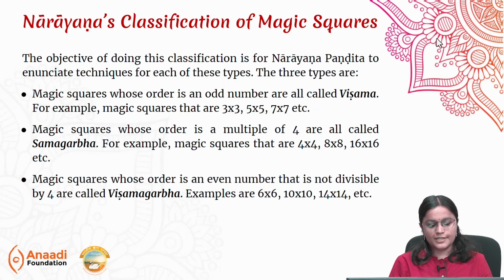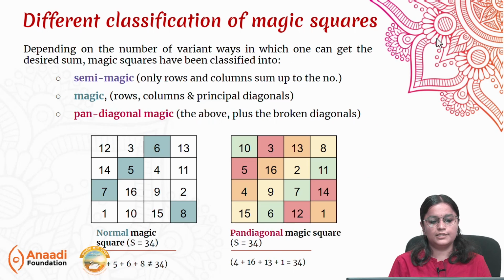Finally, magic squares whose order is an even number that is not divisible by 4 are called Vishamagarbha. The examples of these would be 6 cross 6, 10 cross 10, 14 cross 14 and so on. So, these are the 3 broad classifications of magic squares we find in Narayana Pandita's work.